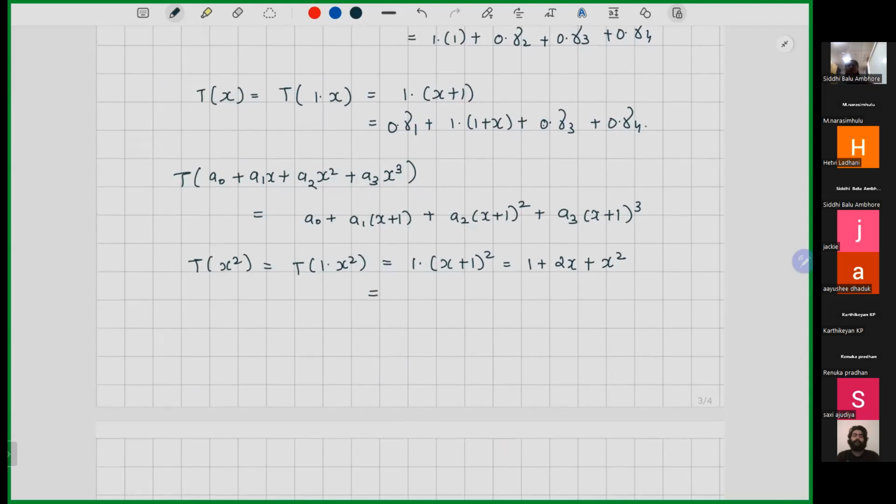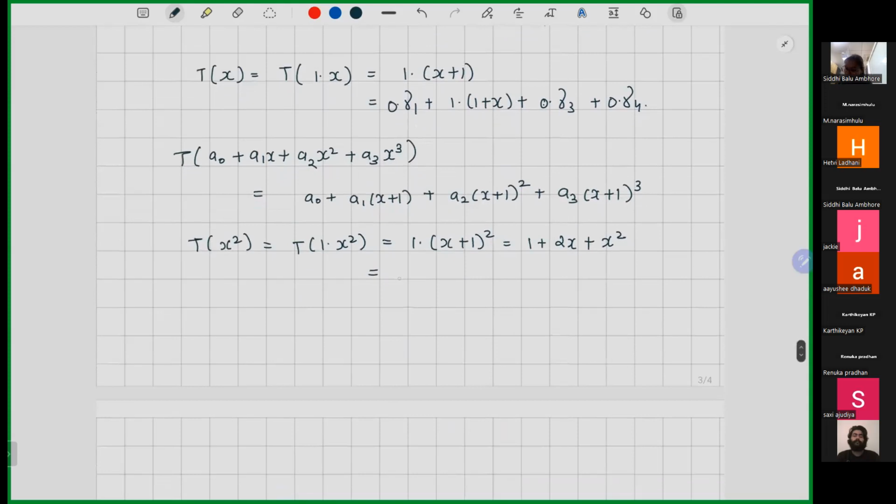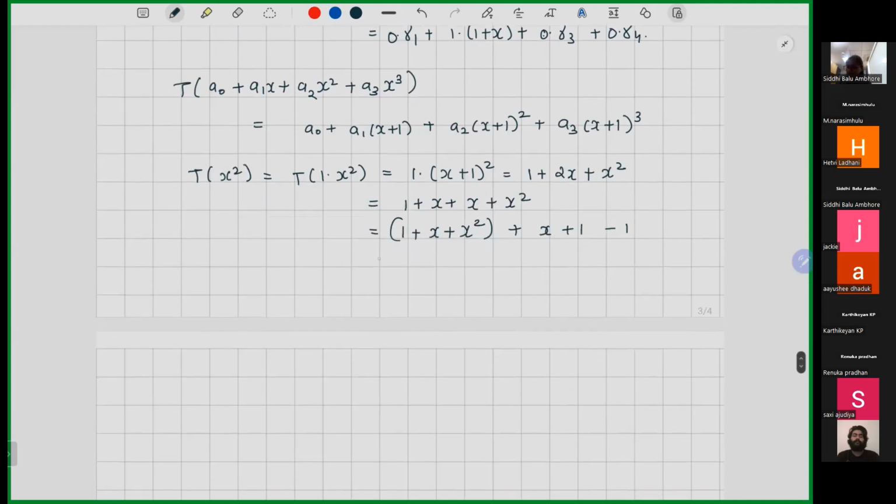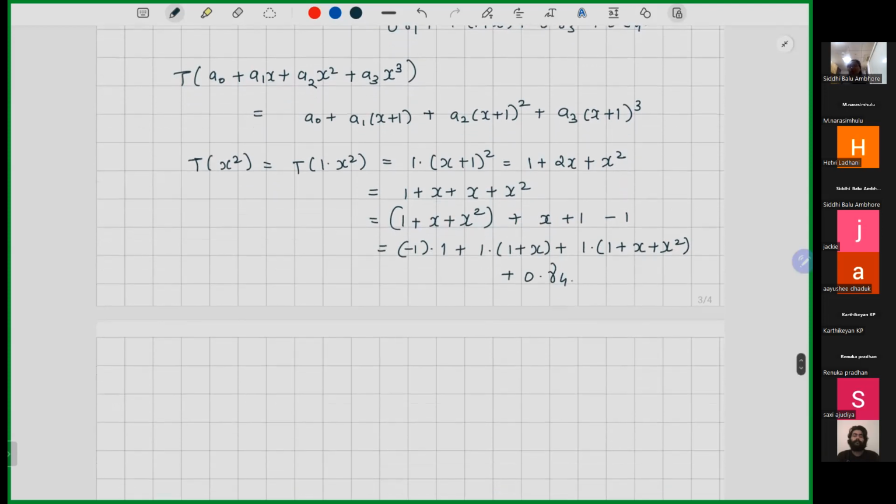and this time I'm not making a system of linear equations and solving. I'm just doing some smart manipulation to get the required linear combination. So let me write it like this: 1 plus 1 into 1 plus x plus just 1 plus x square. 1 plus x square is part of my basis, and I am left with 1x. If I add and subtract 1, I will get minus 1 into 1 plus 1 into 1 plus x plus 1 into 1 plus x square plus 0 into my gamma 4, right? So my required coefficients are minus 1, 1, and 1.